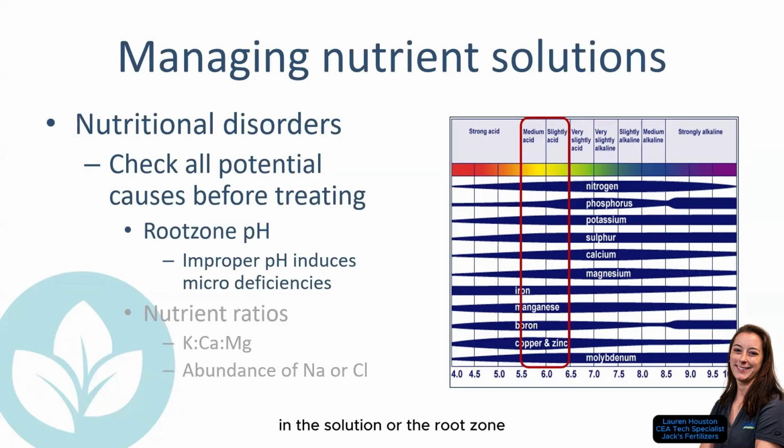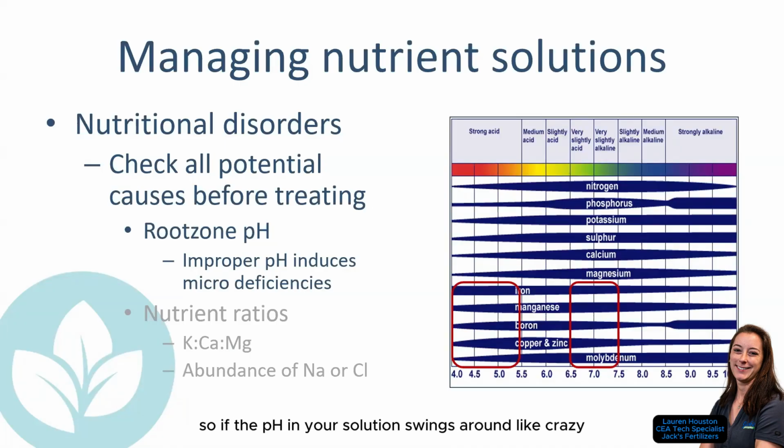So the first thing I always like to check is going to be the pH in the solution or the root zone, because the improper pH usually will induce micronutrient deficiencies. So as we talked about in the pH slide, the 5.5 to 6.5 is going to be our ideal range of solubility. But you'll see just slightly outside of this ideal range, almost all of the micronutrients suddenly become less soluble and less plant available.